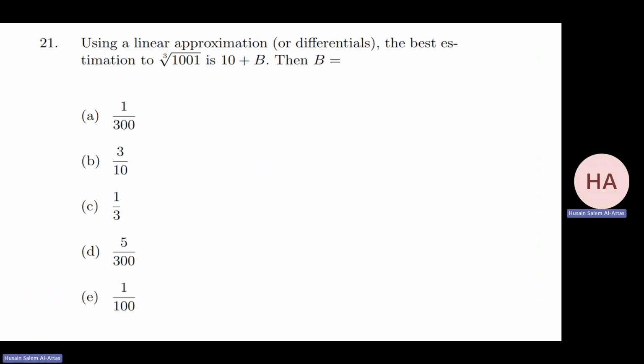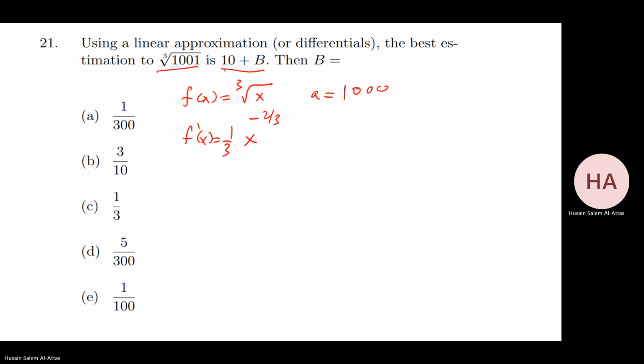Using linear approximation or differential, the best estimate. So this is 10 plus b. Find b. Okay. So what will be my function? Let's think about the function. That will be cube root of x. a, where it's easy to evaluate this, let a equal 1000. Yes, so cube root of 1000 is 10. Okay, we know it. I need f prime. That will be 1 over 3, x to the power minus 2 over 3.